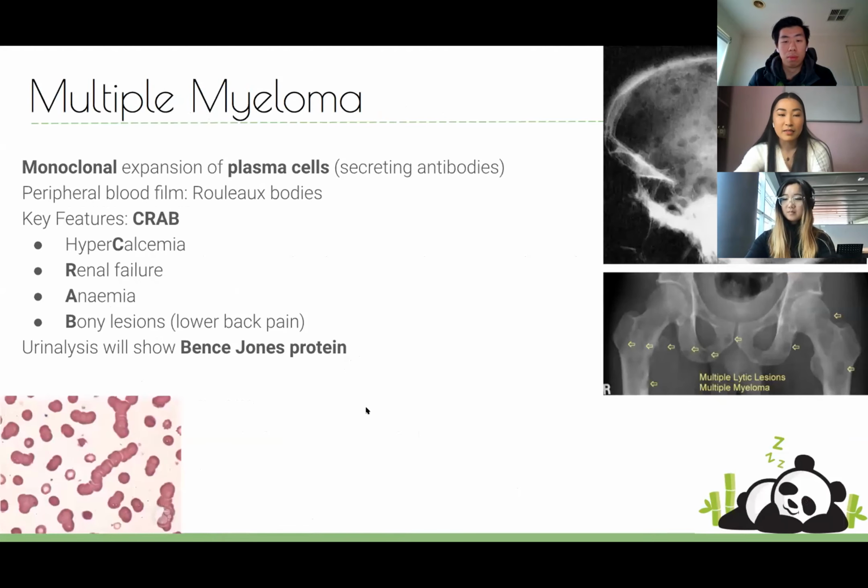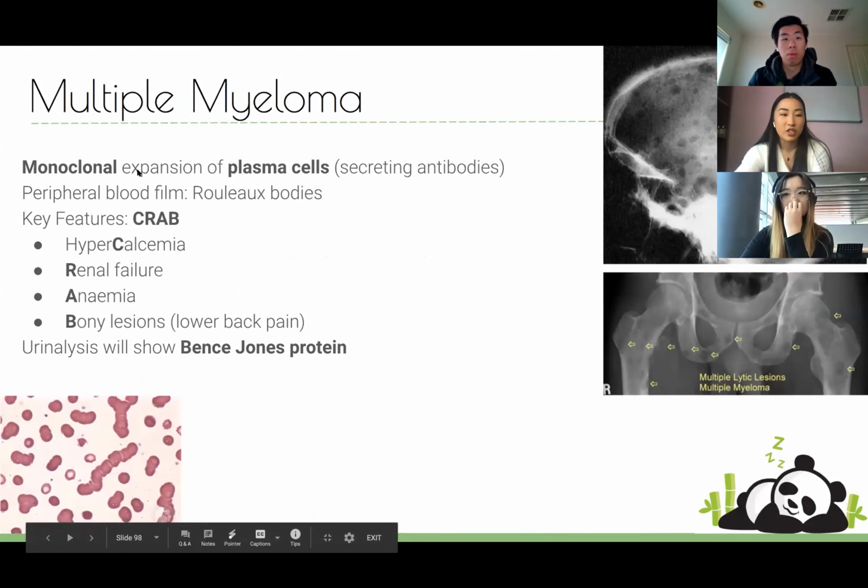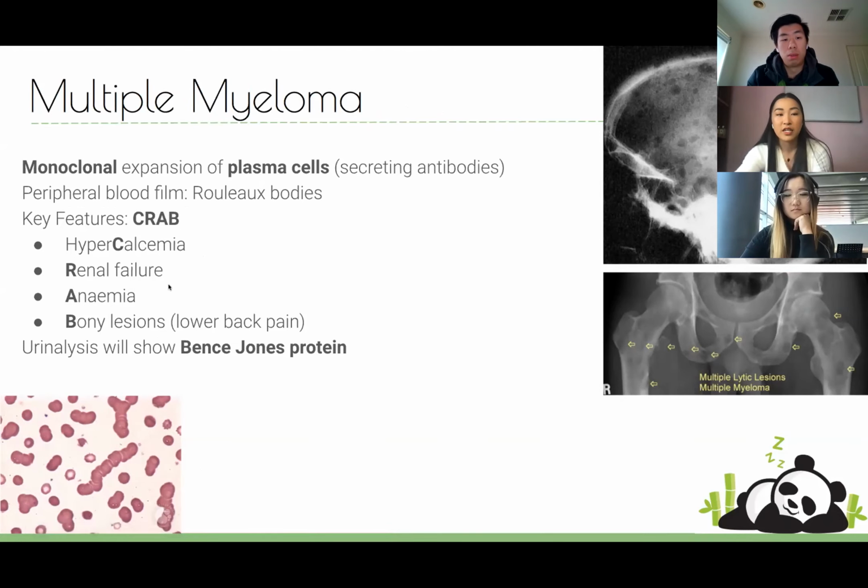And then lucky last is multiple myeloma. So this, again, is very buzzwordy. This is expansion of the plasma cells, specifically the differentiated B cells that are secreting antibodies. On peripheral blood film, you see rouleaux, which is this sort of stacked appearance of red blood cells. And the key features are CRAB: hypercalcemia, renal failure, anemia, and bony lesions, typically presenting as lower back pain. Basically, they get these lytic lesions, little holes in all of their bones.